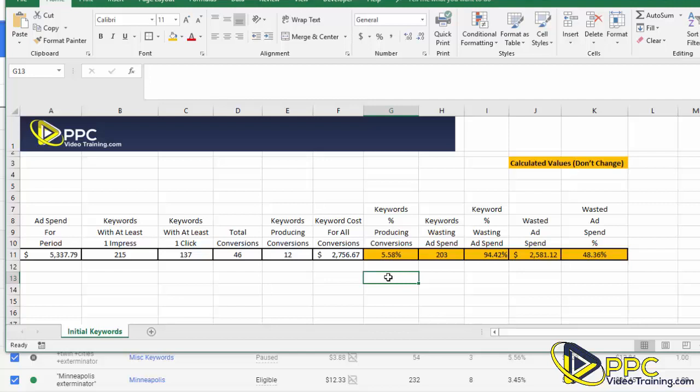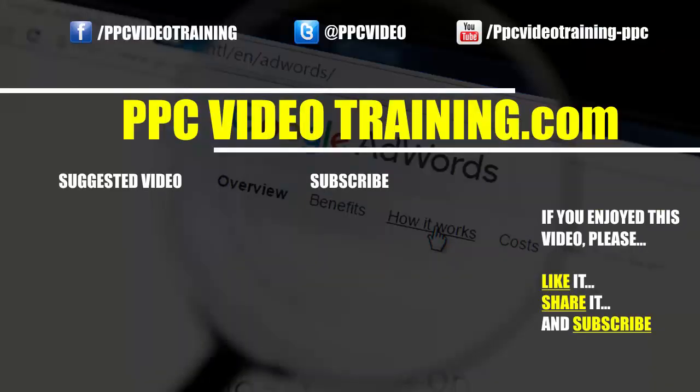Once again, this is a guideline. This is just to give you an idea of where you can go through and start looking and making some changes in your campaign.